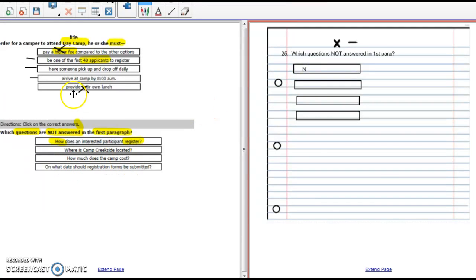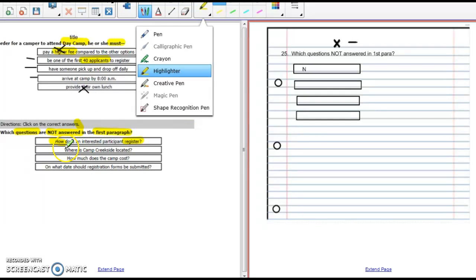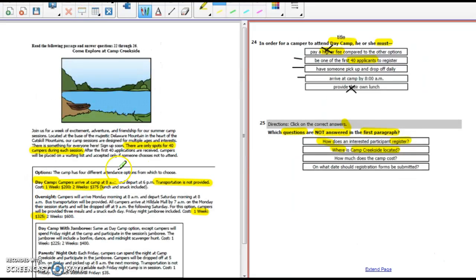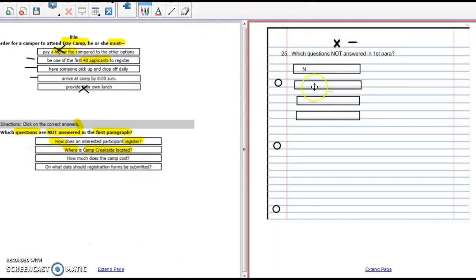All right, where is Camp Creekside located? So we need to look back, see if it tells us where it's located. If it does, we've got to write the answer in our box. So it says, located at the base of the majestic Delaware Mountain in the heart of the Catskill Mountains. So is that question answered? Yes, it is. It is located at base of Delaware Mountain in the Catskill Mountains. So you would put a Y. Yes, that one is answered, and you would tell me the answer.